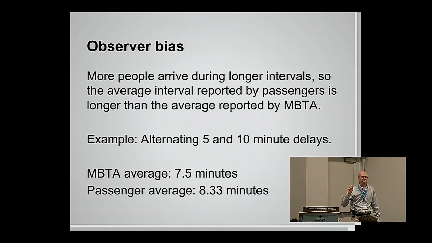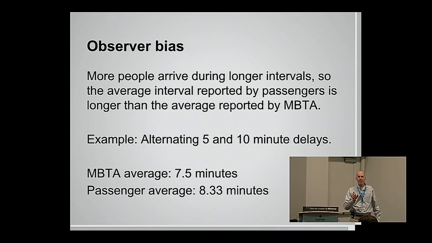And the reason is that there's an interesting observer effect. If the time between trains varies, then the expected time that's observed by a random arrival on the platform is different from what the MBTA would report. So one way to think about that, here's the example. Let's say that the trains alternate, and they either come every 5 minutes or every 10 minutes. If you ask the MBTA, what's the average time between trains, they would tell you, well, there are just as many 5-minute gaps as there are 10-minute gaps, so the average time between trains is 7.5 minutes.